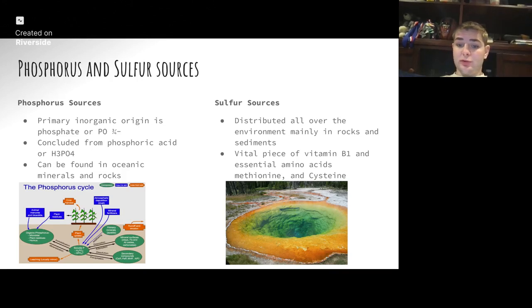Now for sulfur sources, that is distributed all over the environment, but it's mainly found in rocks and sediments. It's a vital piece of vitamin B1 and essential amino acids, methionine and cysteine. It makes disulfide bonds that help shape and structure proteins.